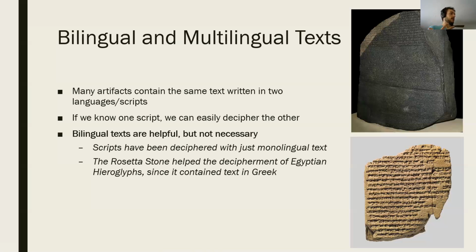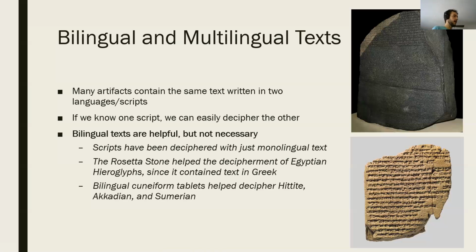The Rosetta Stone was hugely important for the decipherment of Egyptian hieroglyphics because it had a version of the text in the Greek language, and that could be used to determine a lot of the sounds that Egyptian hieroglyphs represented. And bilingual tablets in cuneiform were very important for deciphering all the other languages which cuneiform represented, not just Old Persian, but also Hittite, Akkadian, and Sumerian. So the decipherment of Old Persian gave us the key to decipher all of these other older writing systems, many of which have gone extinct. So bilingual texts can be very helpful.